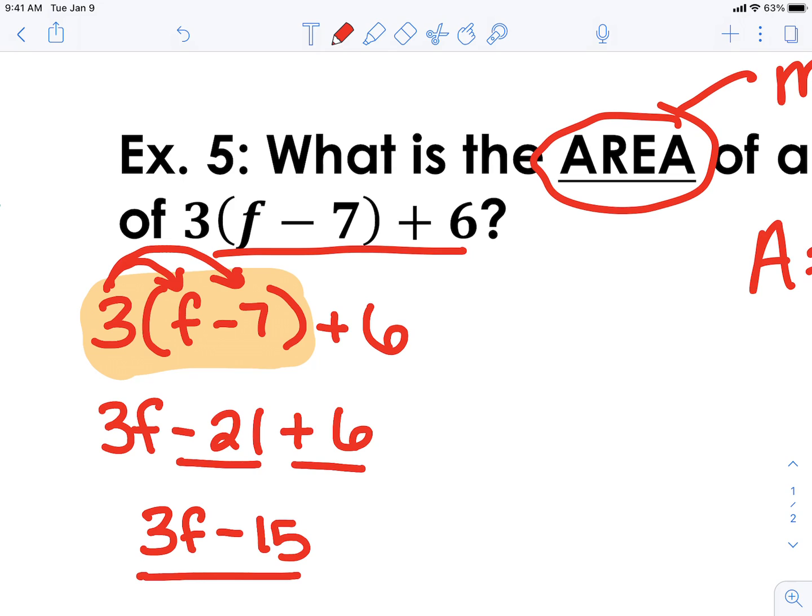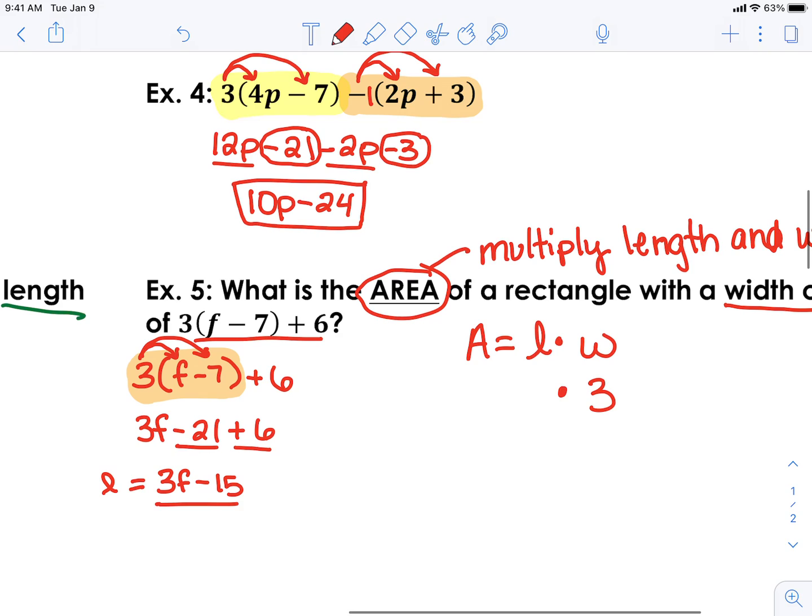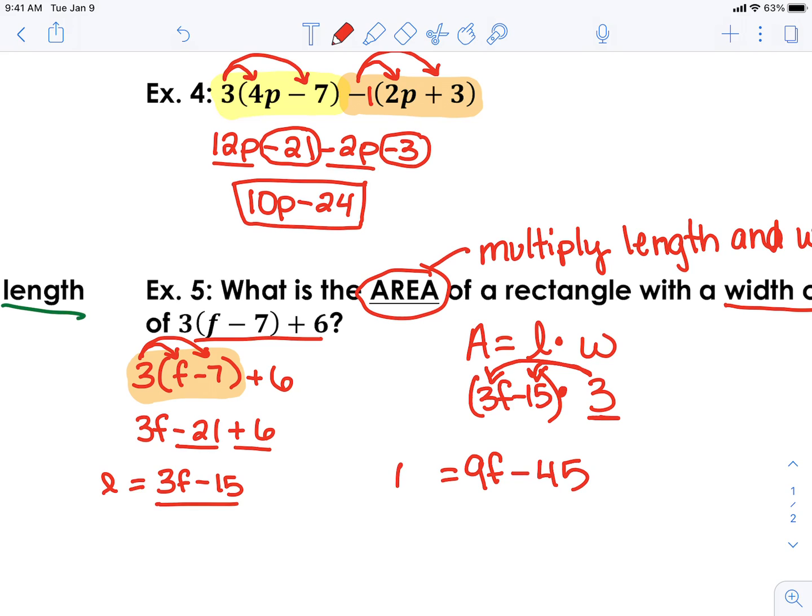This is what's going to plug in for the length. Okay, I just simplified the length that they gave me. So I have 3f minus 15. Now, typically we're used to what we're distributing being on the left side, but it can go on the right side too. It's the same concept. So we're just going to distribute 3 times 3f. We get 9f. 3 times a negative 15. We get a negative 45. And this would be our area.